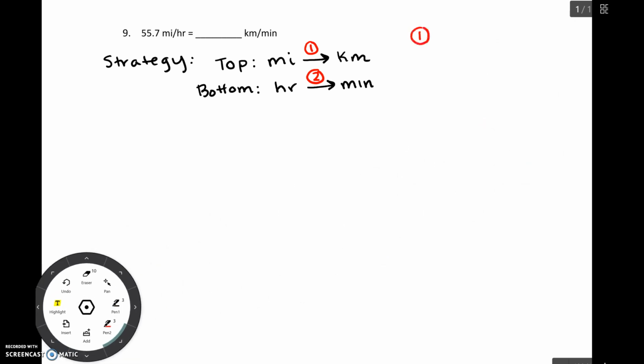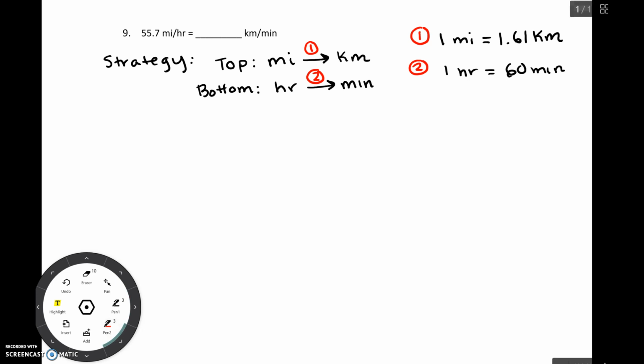So for step 1, I needed a relationship between miles and kilometers. And I know that 1 mile is equal to 1.61 kilometers. So I looked up this relationship here, this equivalence. And for the denominator, I'm familiar with this. I know that 1 hour is equal to 60 minutes. So I have all the information that I need, and now I'm ready to set up this conversion.